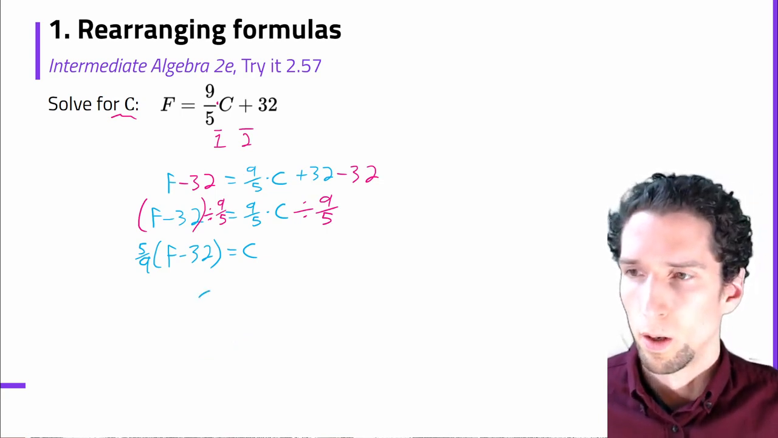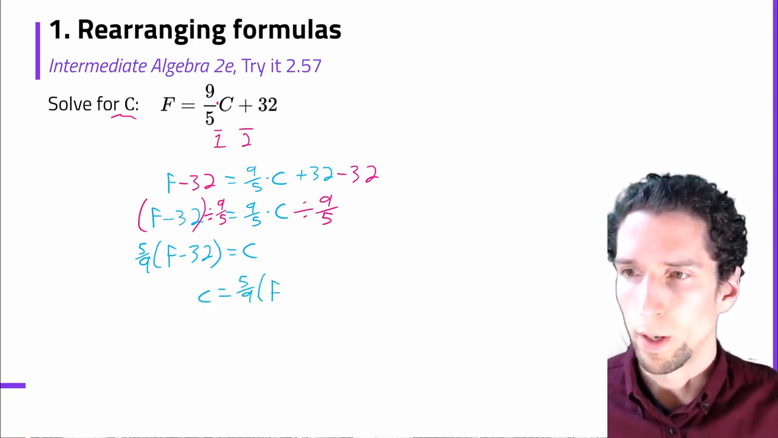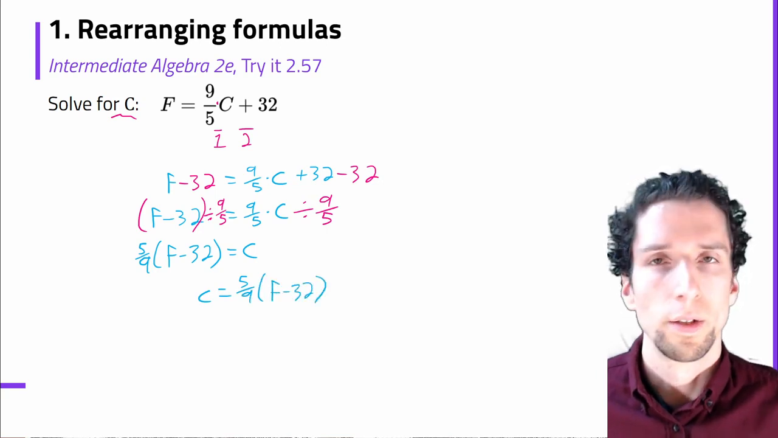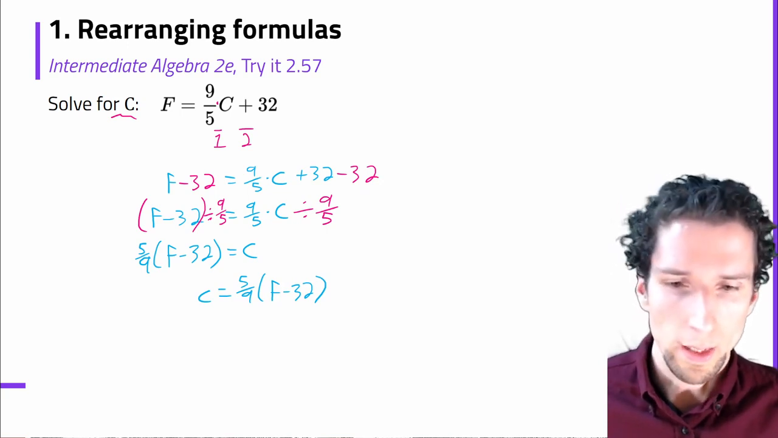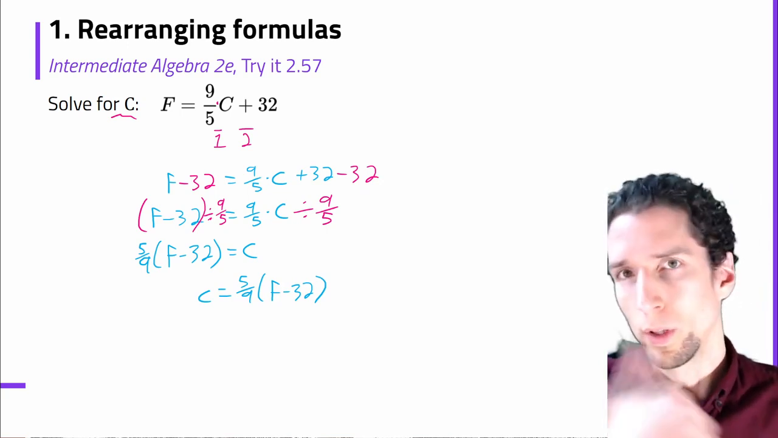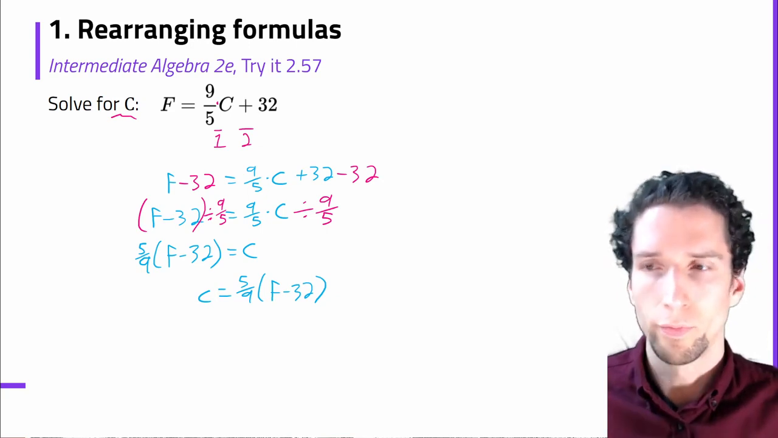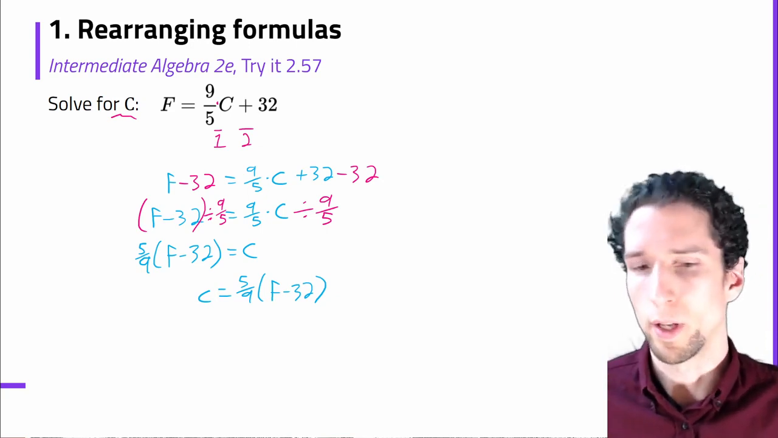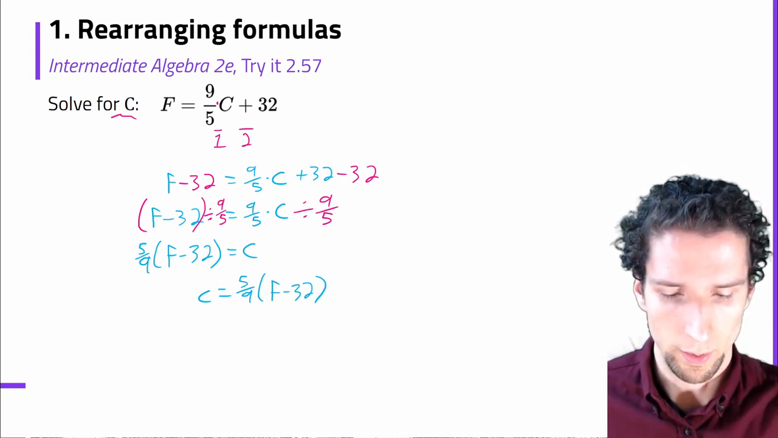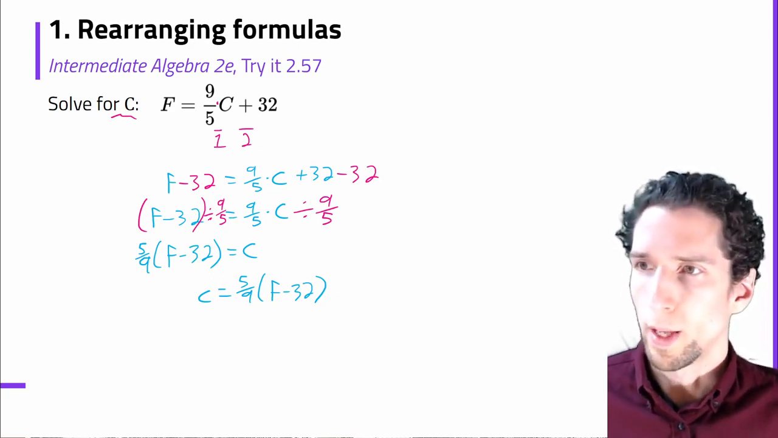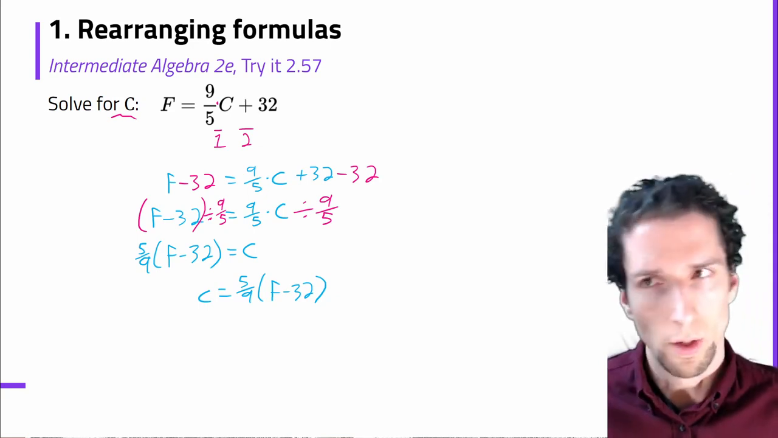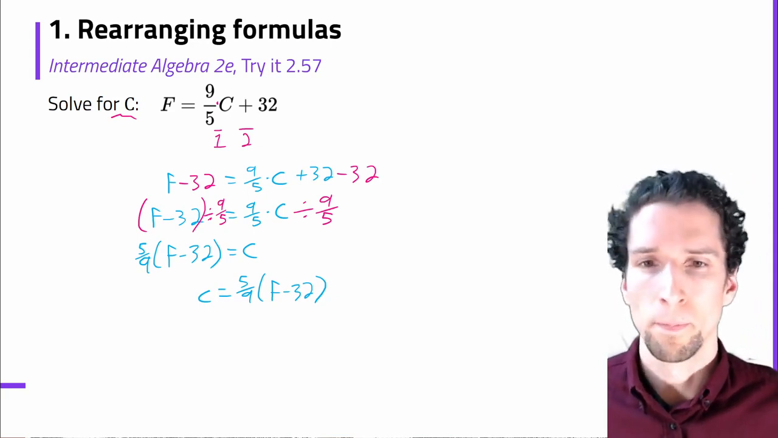With our c on the left side, c equals 5/9 times f minus 32. Okay, so that is what we started with in the previous example. So we've gone in both directions and shown that we are able to do that. All right, so that's an original example and a practice for me.